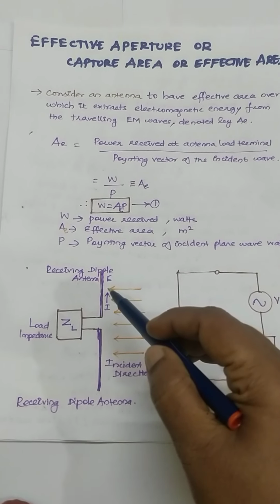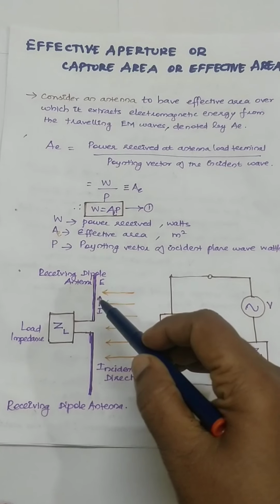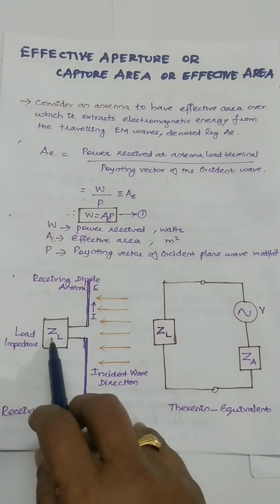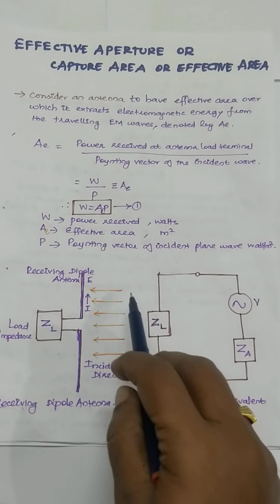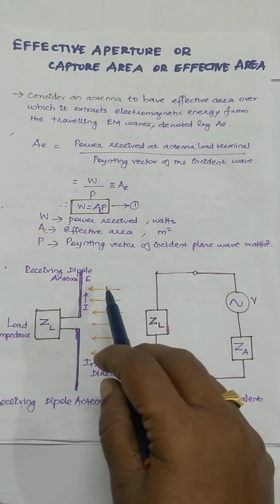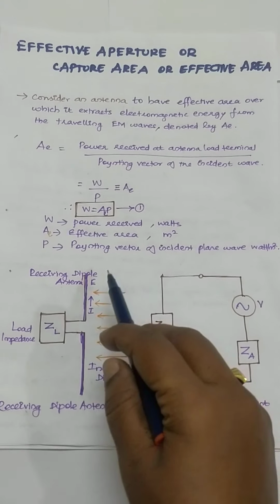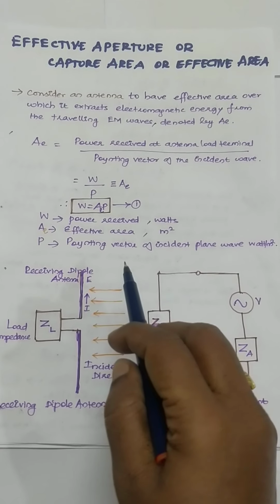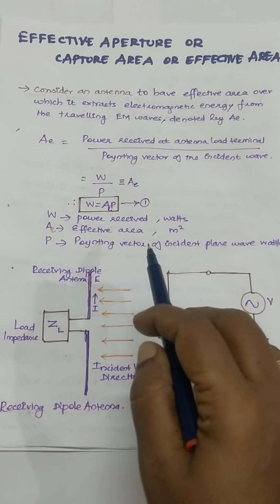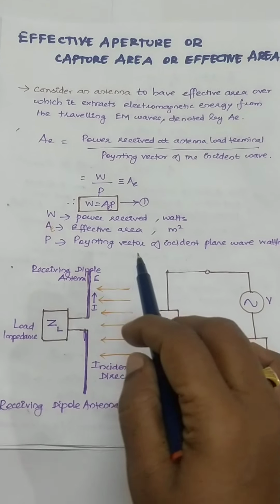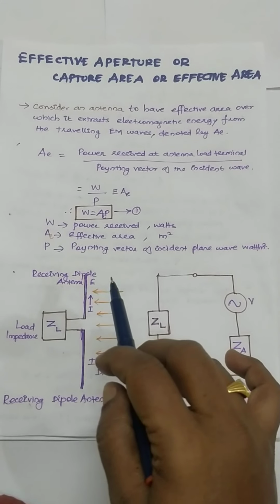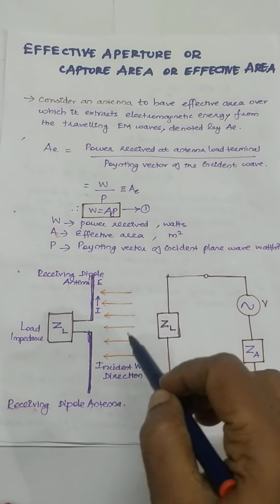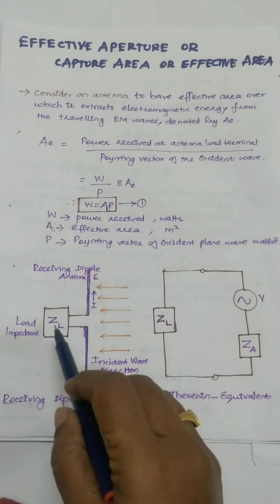But mathematically defining this equation, A is defined as the ratio of power received at the antenna load terminal with respect to the pointing vector of the incident wave. This is the incident wave. So AE is equal to W divided by P, or W is equal to AE into P. It is a mathematical relation where W is the power received, AE is the effective area, and P is the pointing vector of the incident plane wave.